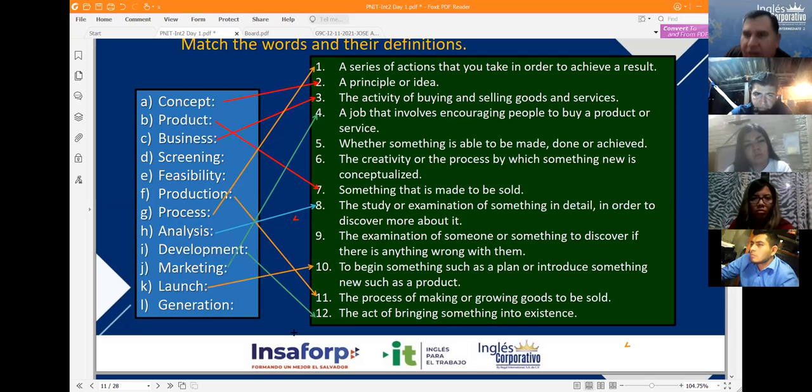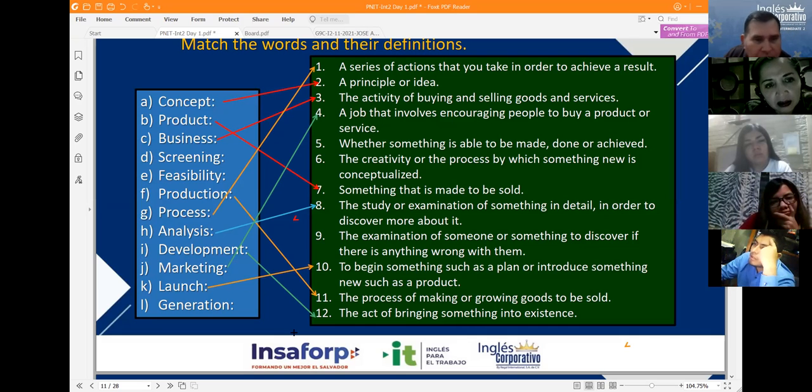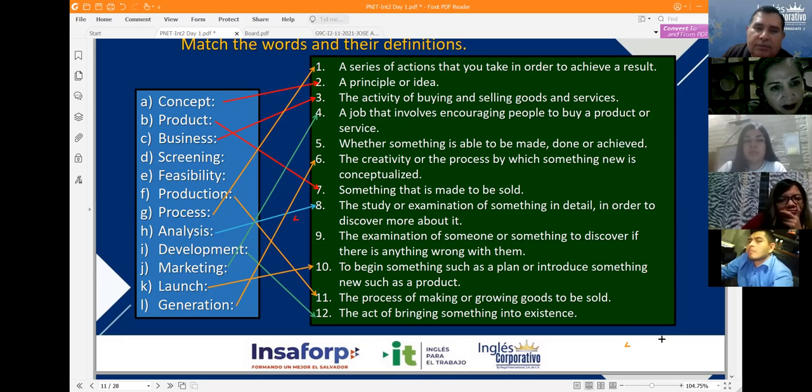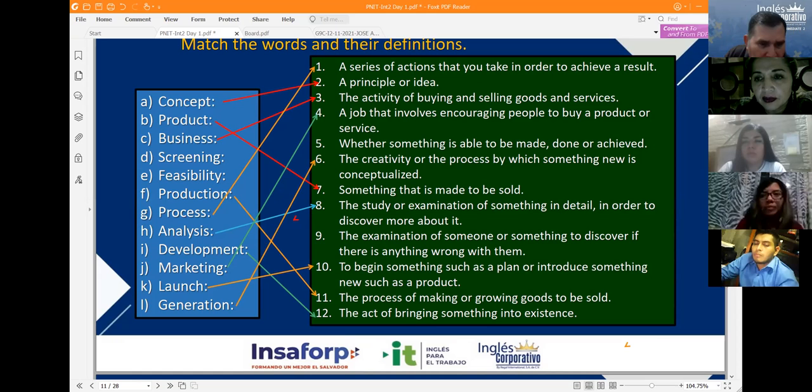Generation. Teacher, my generation, a group of people that live in the same age? No. Another meaning, talking about products. Number six, correct. Okay. The generation is the creativity or the process by which something new is conceptualized. In the generation, you create a concept. The concept has all the characteristics necessary. All right, so that would be the generation.